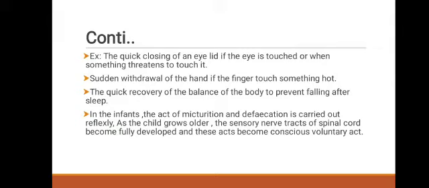Next one, in the infant, the acts of micturition and defecation are carried out reflexly. As the child grows older, the sensory nerve tract of the spinal cord becomes fully developed, and this act becomes a conscious voluntary act.